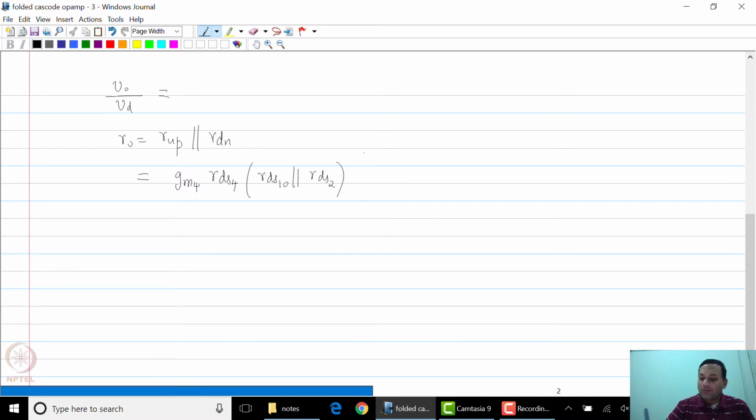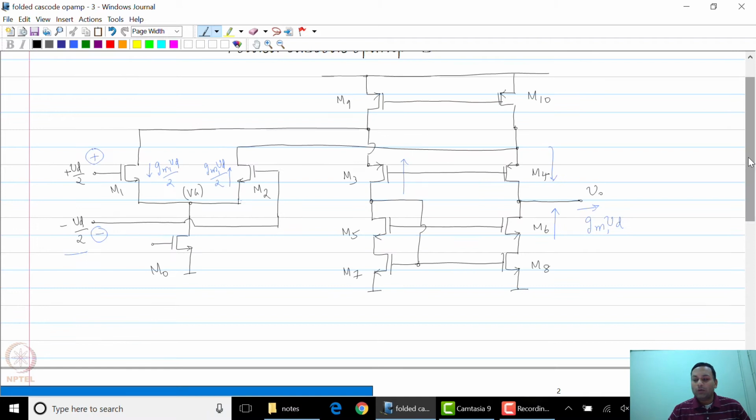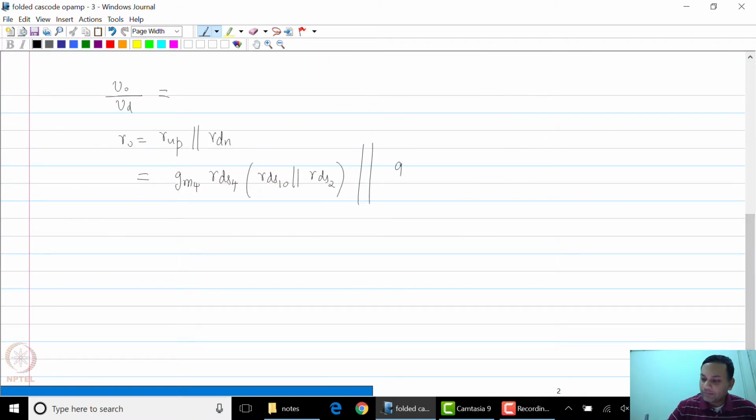This is the impedance looking upwards, and that comes in parallel with the impedance looking downwards, which is gm6 rds6 times rds8. So this is the overall output resistance. Clearly then Vo by Vd needs to be gm1 times Ro. And as we have pointed out before, this is quite large.